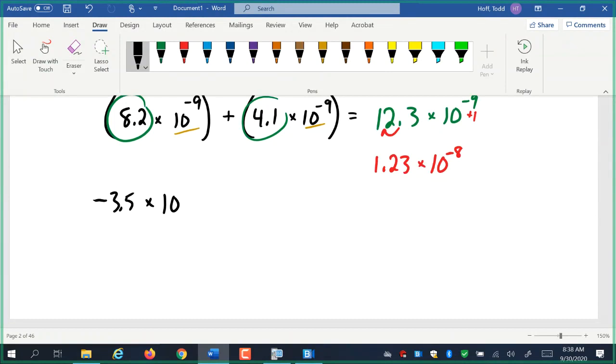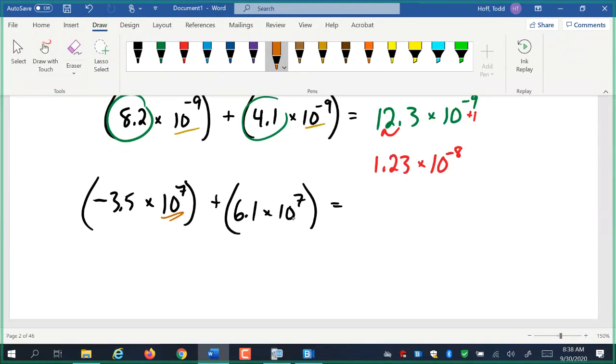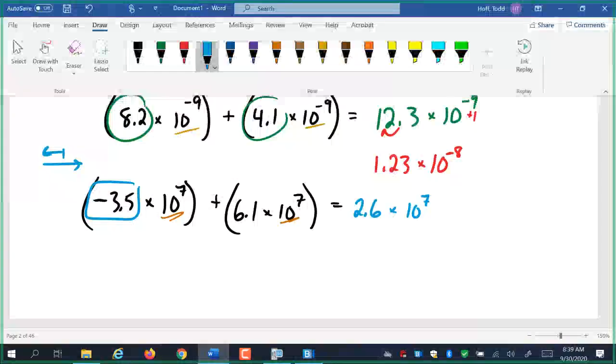We might have negative 3.5 times 10 to the 7th plus 6.1 times 10 to the 7th. So once again, we have the same power of 10. We'll go ahead and combine our counts. We have a negative 3.5 and a positive 6.1. Tells us we're going to have a positive answer, and it'll be the difference between 3.5 and 6.1. 6.1 minus 3.5 is 2.6, positive 2.6. It would keep the same name of 10 to the 7th.